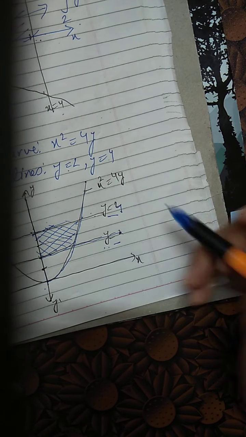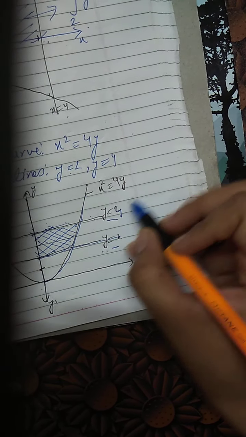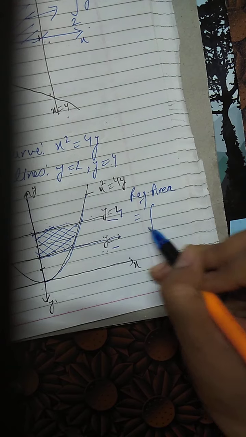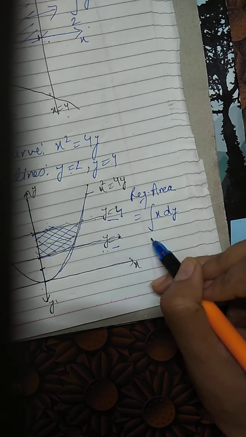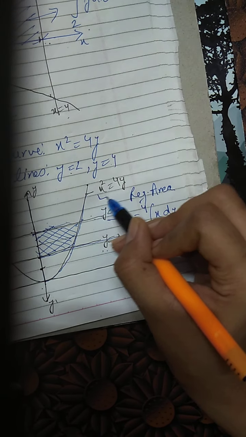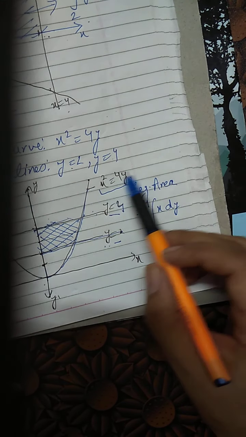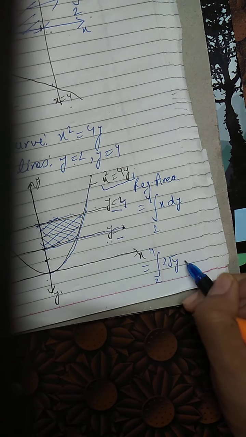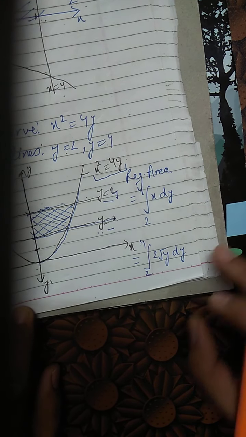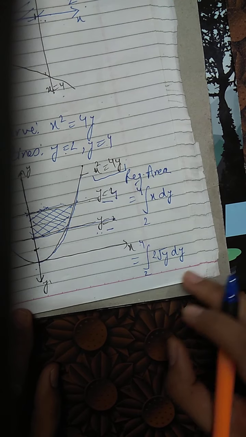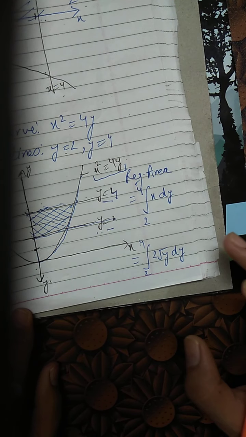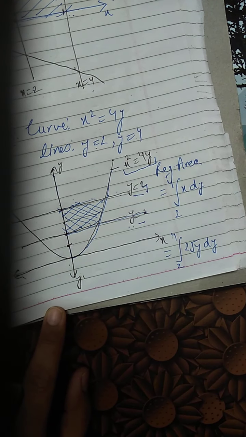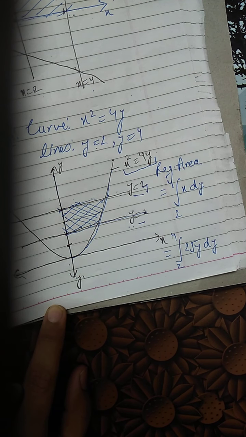Okay, so what we will get here, the required area will be, I am writing here, x dy, the limits are 2 to 4. Since the curve is given x equals to 4y, the value of x will be 2 root y. So integral from 2 to 4 of 2 root y dy, and we will integrate it and apply the limits. Whatever answer comes, in square units, that will be the area which we are supposed to find here.